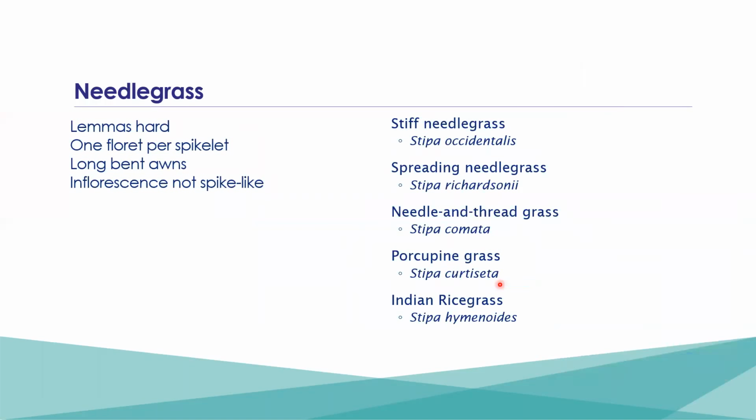So in our needle grasses, in our book, we have 5 different species. So let's take a look at the rest of the features of this grass to see if we can pare that down to one of these species.